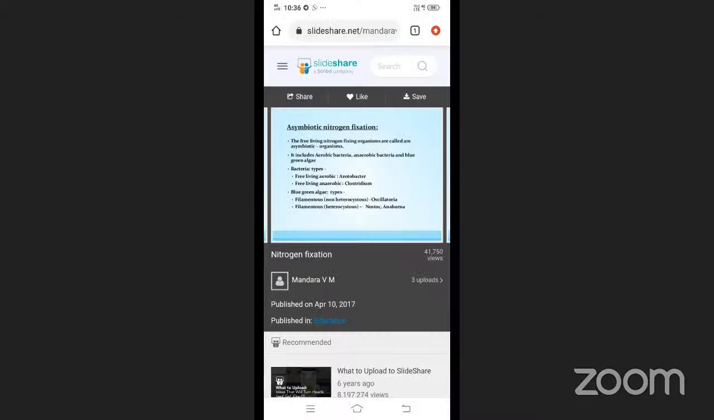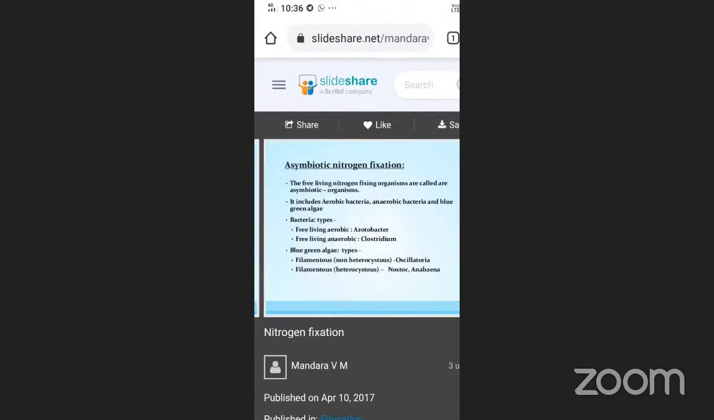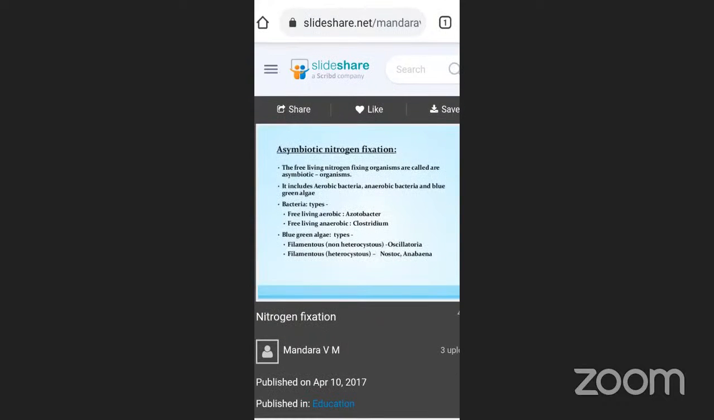So the next one, we already discussed that one. Another one is the asymbiotic relation. Asymbiotic relation means there is no relation, there are some free living bacteria. There are Azotobacter and Clostridium, which we already previously discussed. Some filamentous forms and blue-green algae members are also there.